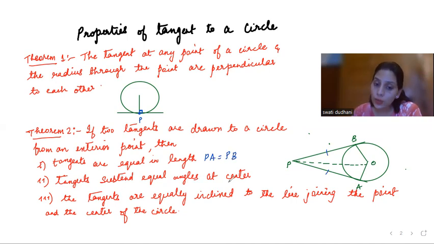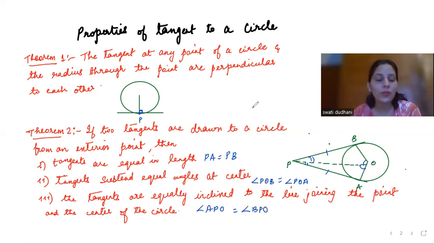Tangents subtend equal angles at the center. So this angle will be equal to this angle, which means angle POB is equal to angle POA. And the last one, the tangents are equally inclined to the line joining the point and the center of the circle, which means angle APO will be equal to angle BPO.